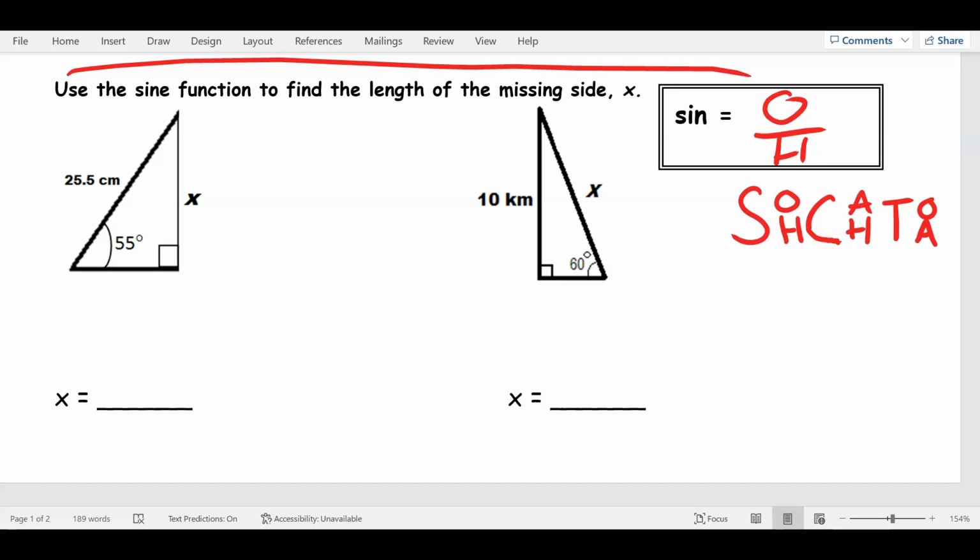What's O? Real quick, because O is X. Okay? Here's how I know. Look, I start at 55. I go straight across. That's my O. And then across from 90 is my H. And then my leftover is A. You've got to be able to label O, H, A every time.